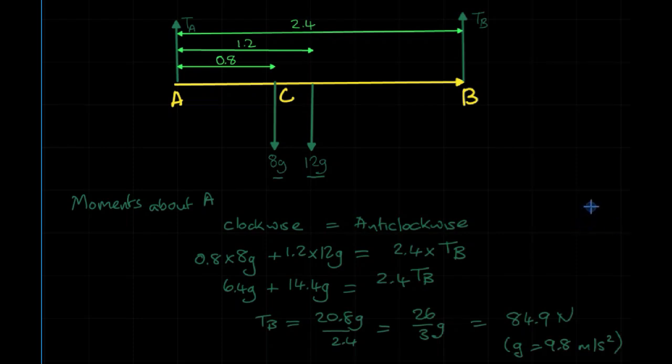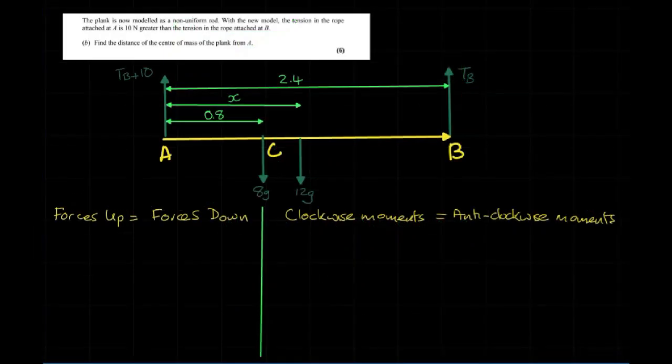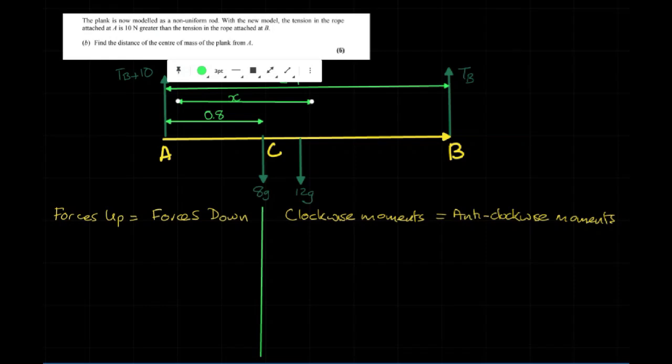In part B then, in the question, we're told that the plank is now non-uniform and the tension in the rope at A is 10 newtons greater than the tension at B. So the tension at A is tension at B plus 10, or TB plus 10. The beam is non-uniform, which also means the center of mass is not known. So I'll mark it as X meters along the beam. So now we've got two unknowns. We've got TB and we've also got the X. So we're going to need two equations.